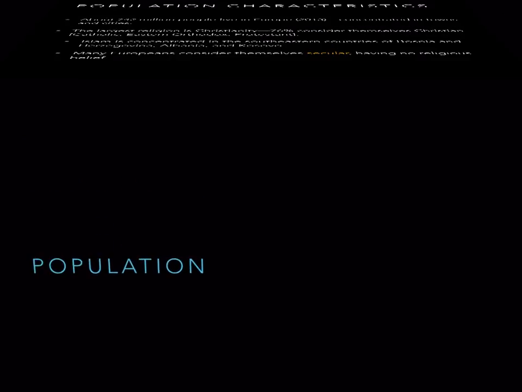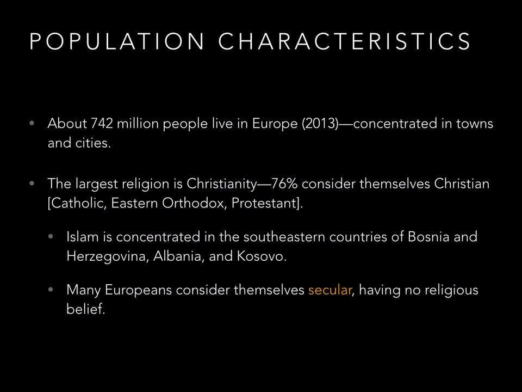Population. Population characteristics. About 742 million people live in Europe. They're concentrated in towns and cities. The largest religion is Christianity. 76% consider themselves Christian. That could be Catholic, Eastern Orthodox, Protestant.